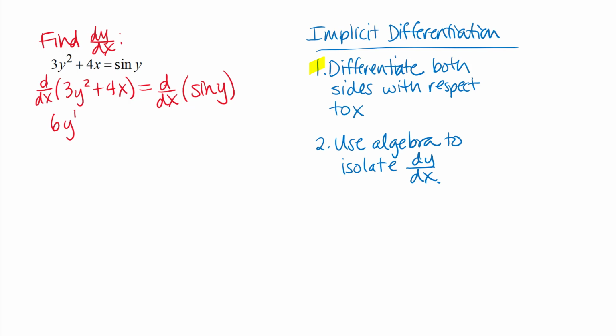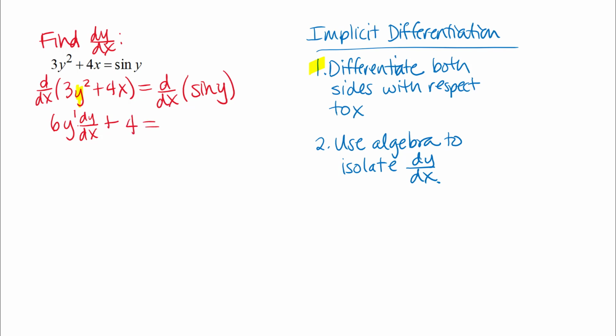So technically I have an inside function here. My inside function is the y inside the 3 times something squared function. So I'm going to have an extra factor here when I differentiate that term with respect to x. This comes from chain rule. Times the derivative of the inside would be times dy dx. Alright, and then for the next term, the derivative with respect to x of 4x, that will just be 4.